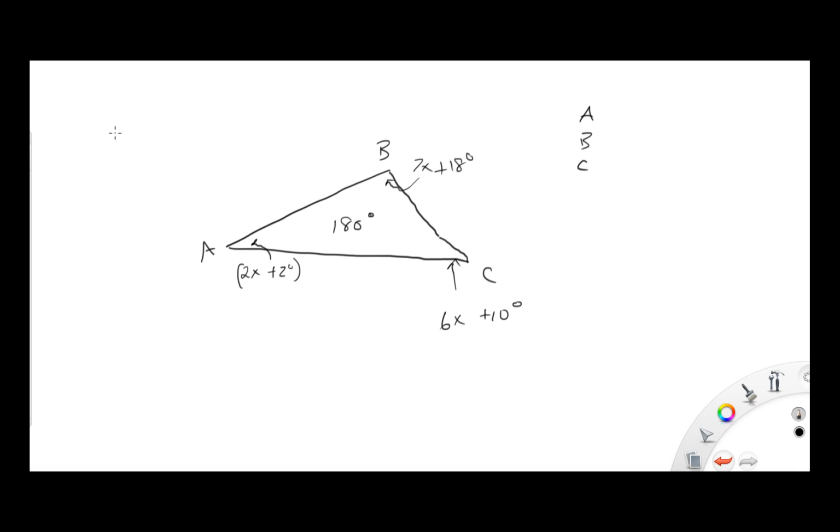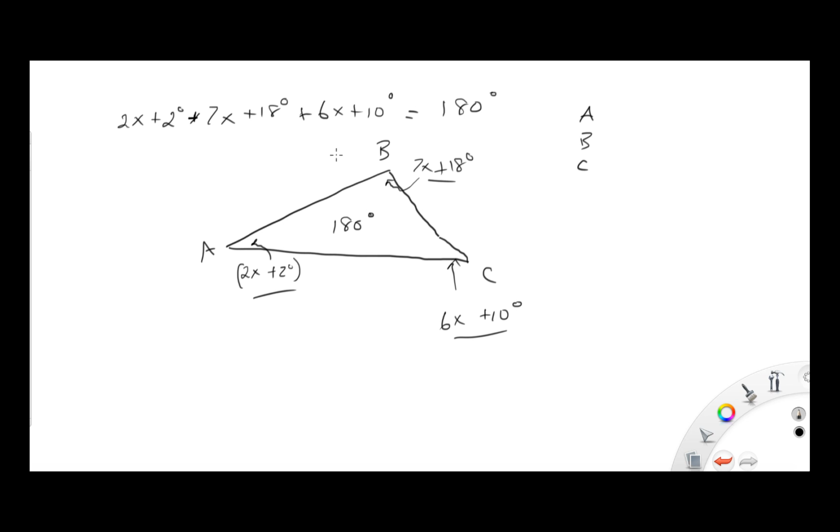So, here's our equation. We're going to start with A. We're going to say 2x plus 2 degrees plus, should be a plus sign, sorry. Let's go to B, 7x plus 18 degrees. And then let's put in C, 6x plus 10 degrees equals 180 degrees. In other words, all three of these angles together equal 180.